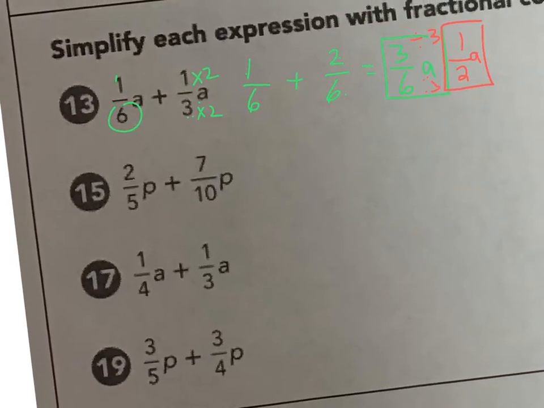All right, here we go. Common denominator here is going to be 10. 7 tenths stay the same. 5 times 2 is 10, so 2 times 2 is 4. Add them up. 11/10 p. This would be correct, but I could also make it into an improper fraction. 10 goes in 11 one whole time with 1 left over out of 10p.